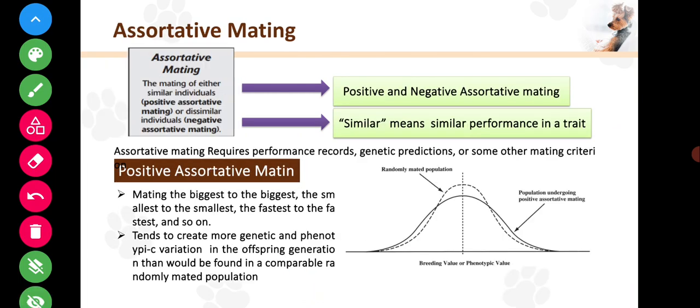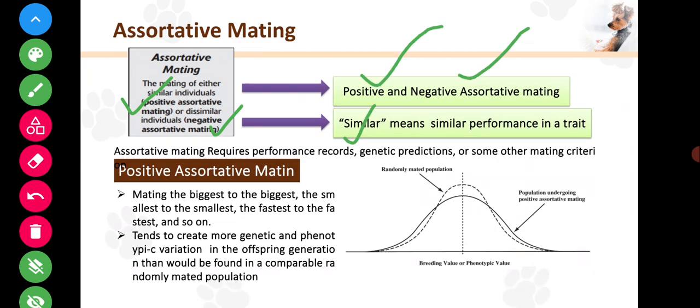Next is associative mating. Associative mating means the mating of either similar individuals, that is positive associative mating, or dissimilar individuals, that is negative associative mating. So associative mating may be of two types, positive and negative. When you allow the mating of similar individuals, it is called positive associative mating, and if it is dissimilar individuals, then it is negative associative mating.